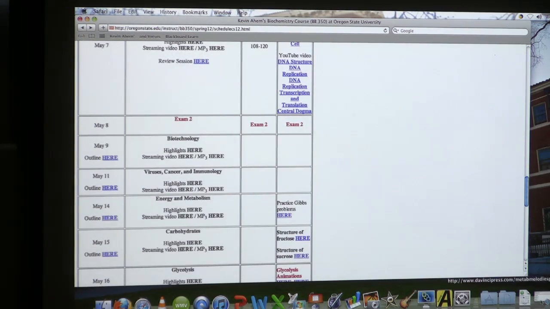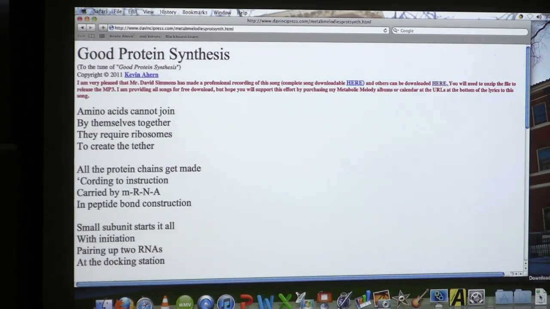Why don't we finish it up with a song, and then we'll move on to biotechnology. So this is a much easier song to sing today. It's not to the tune of Good Protein Synthesis, it's to the tune of Good King Wenceslas. I just noticed that. Good King Wenceslas, okay.